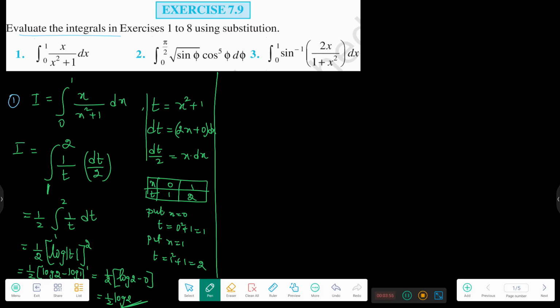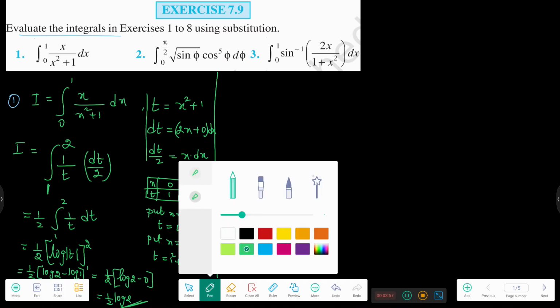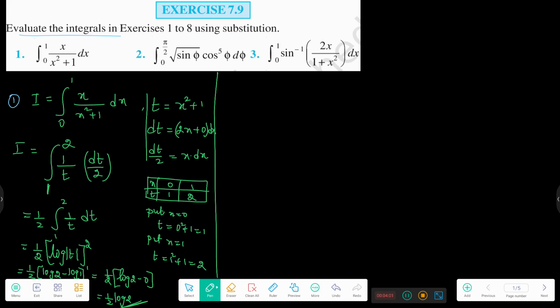Right, question number 2, we are moving. So what we have? Integral 0 to pi by 2, square root of sin theta, into cos power 5 theta, d theta. Okay, I am taking this as I is equal to.